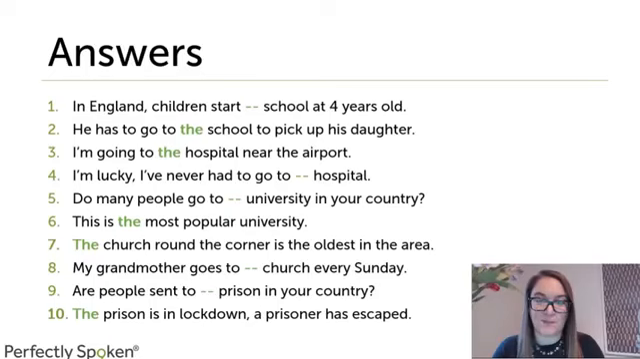Okay, how did you find that? Hopefully having the comparison enabled you to see the difference between the general statement and when we're talking about a particular place. But let's check through the answers together. Number 1, in England, children start school at 4 years old. But number 2, he has to go to the school to pick up his daughter. I'm talking about a particular building here.